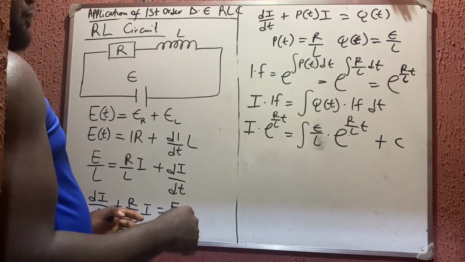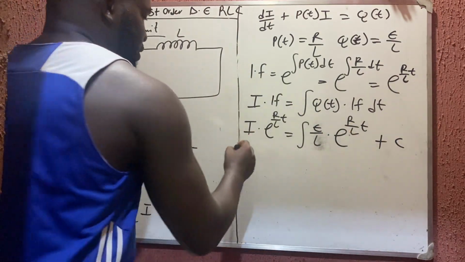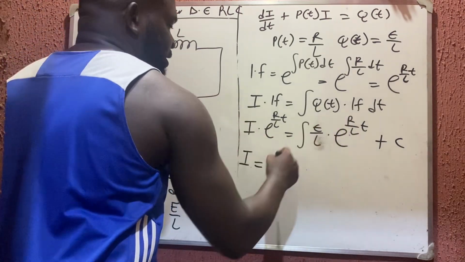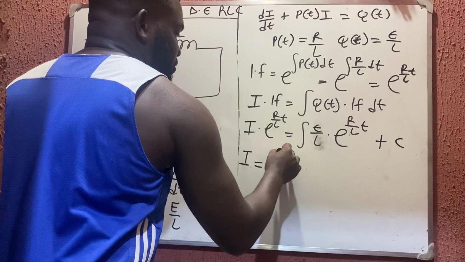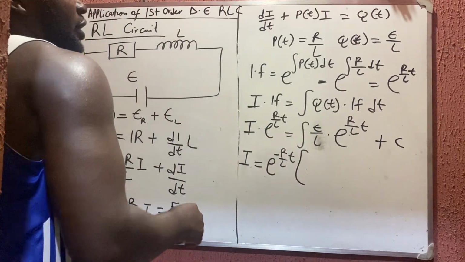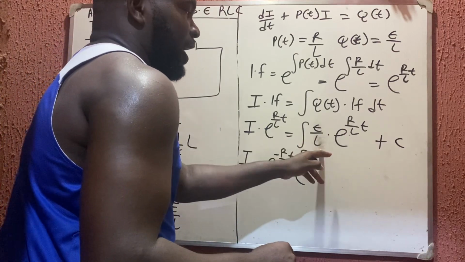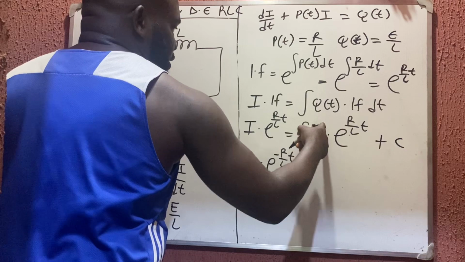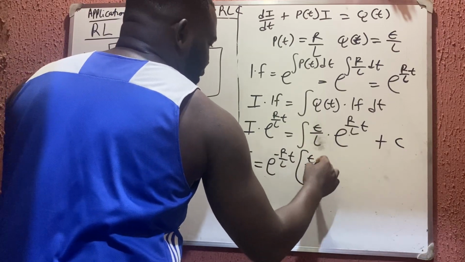Now, if you look at this, I want my I to stay alone. If my I is staying alone, I have that I is equal to, if this one is coming to divide here, it's going to be e raised to power minus R over L t. Okay, it's dividing everybody here. And who is it dividing? E over L is a constant because it does not have t. T is the variable. Okay, E over L, let me bring out E over L.